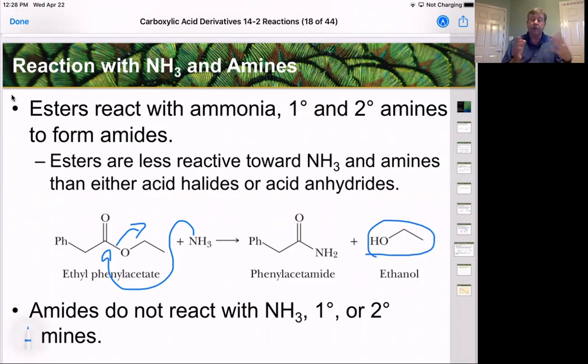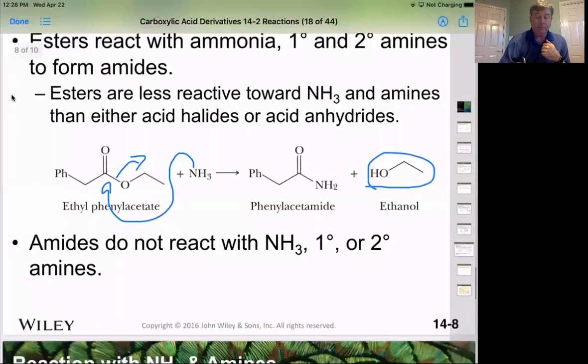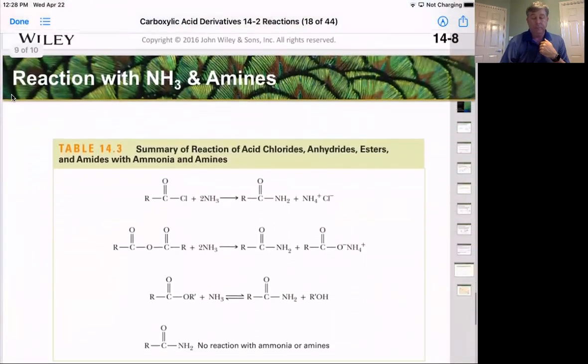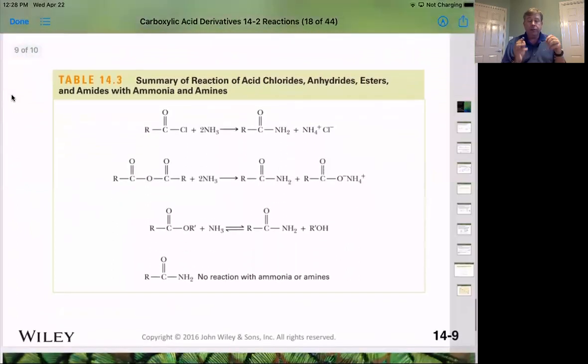Notice you can use a primary, secondary, or ammonia to create a primary, secondary, or tertiary amide from these systems. So in general, once you form an amide, there's no driving force for it to react with other nitrogens to generate other amides. So once you form the amide, it tends to not react with other amines, the alcohols, or anything else. It's the most stable form.